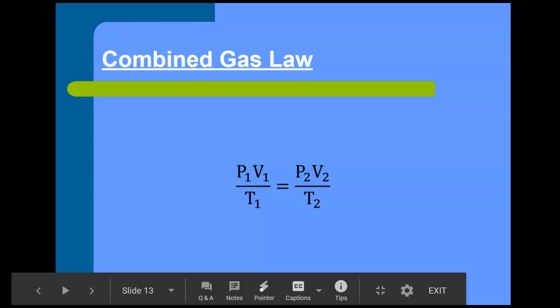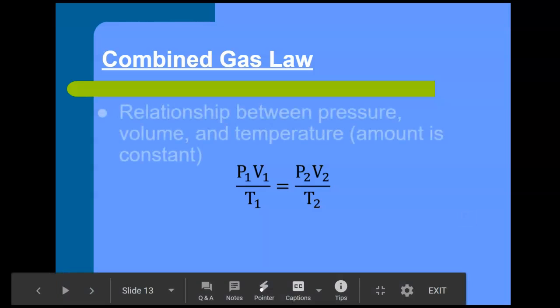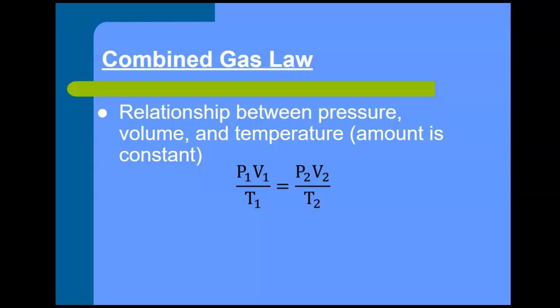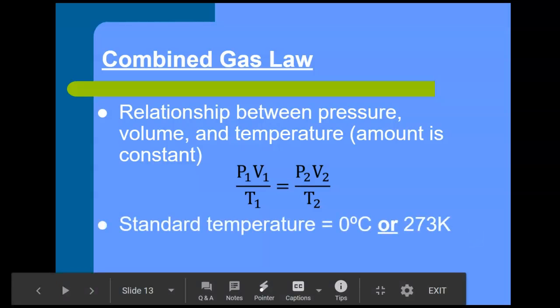Now, you probably are wondering, well, what if we change everything? And even if you weren't, here's what happens. When we are changing everything, that means everything is changing. We need to know one missing variable. Then we have something called the combined gas law. This is going to be the relationship between all three variables. What it means when it says the amount is constant, we mean that the moles of the gas is constant. Our standard temperature, as you know, is 0 degrees Celsius or 273.